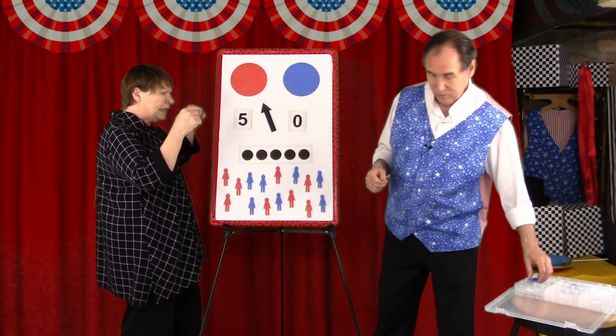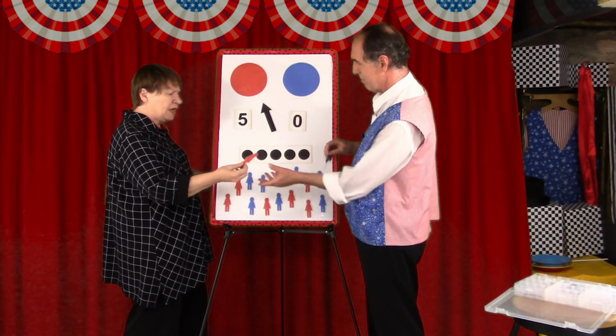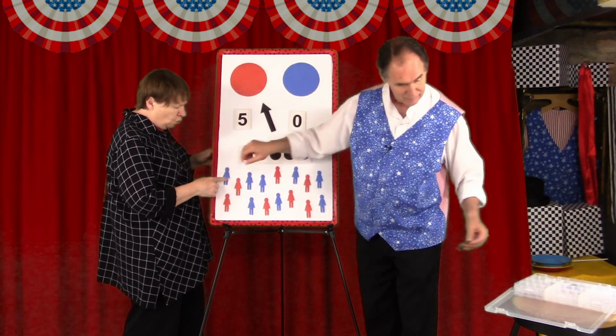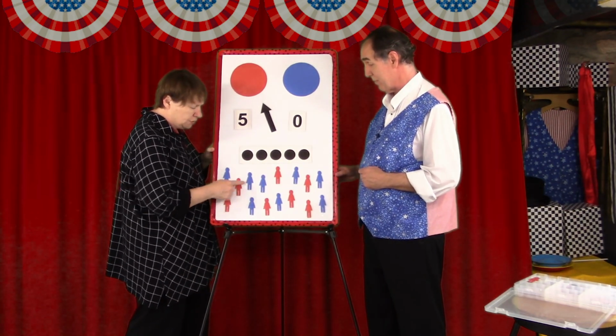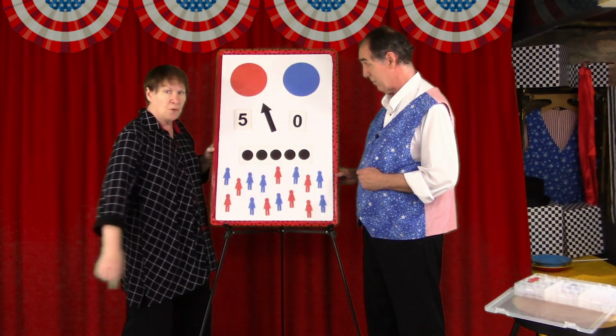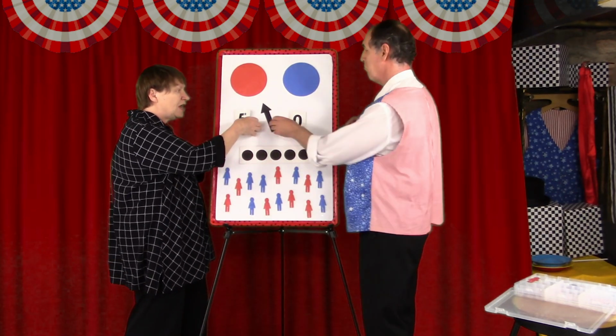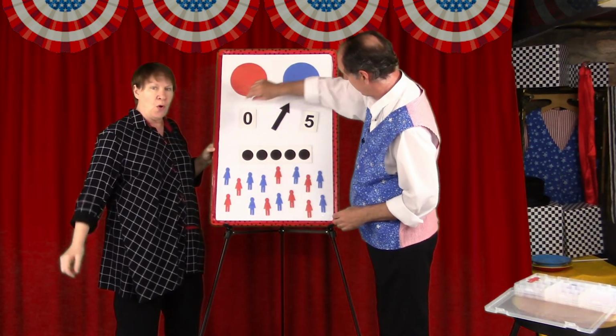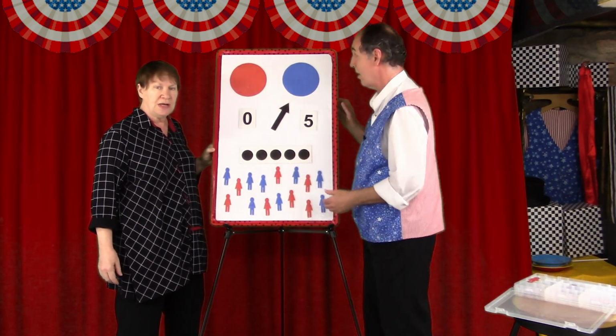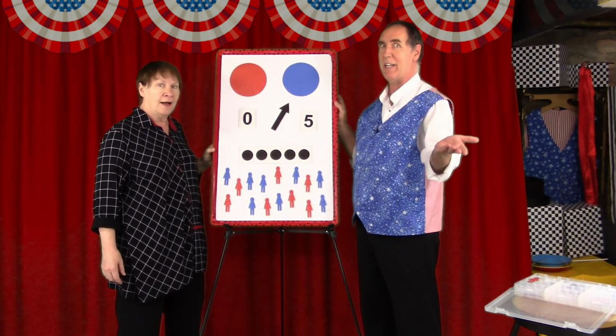Now, if one of these red voters had voted blue instead, we would have had 1, 2, 3, 4, 5, 6, 7, 8 for blue, 1, 2, 3, 4, 5, 6, 7 for red. So the electors in this state would have voted for the blue candidate, and the blue candidate would have gotten all the electoral votes for this state. And red would get 0, a big change.